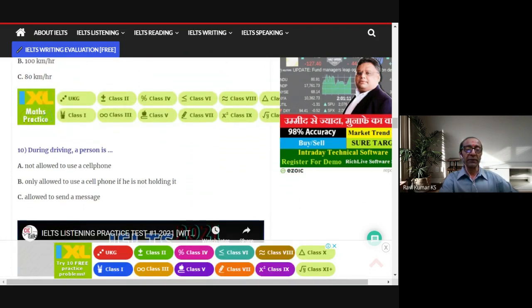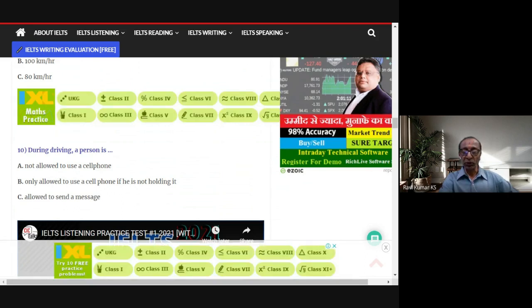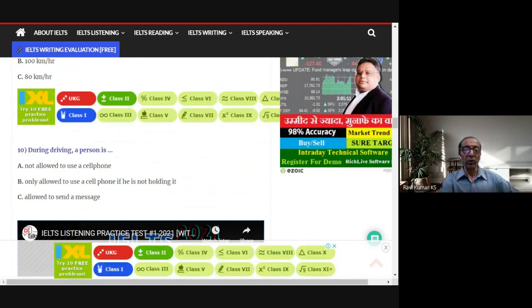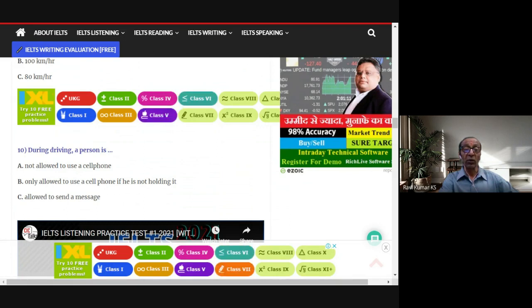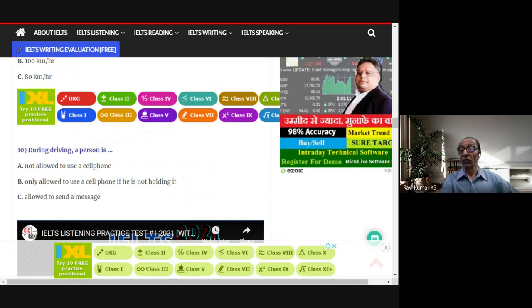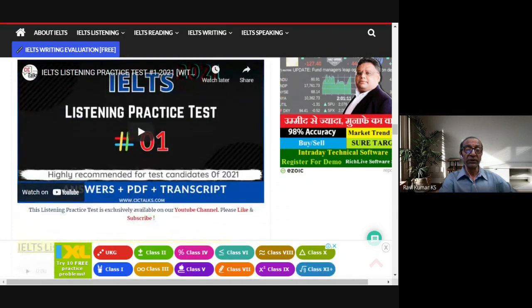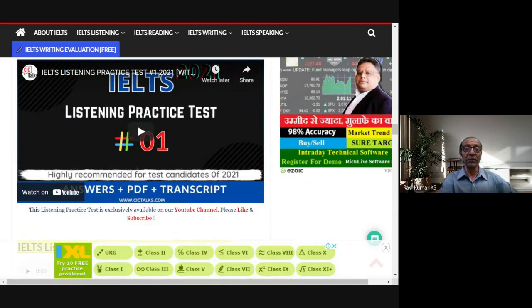Then the question number 10. During driving, a person is not allowed to use a cell phone, only allowed to use a cell phone if he is not holding it, or allowed to send a message. What could be the answer? You have to mention only A, B, or C. So this is all about part 1.